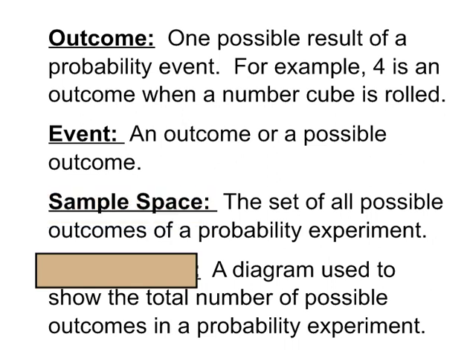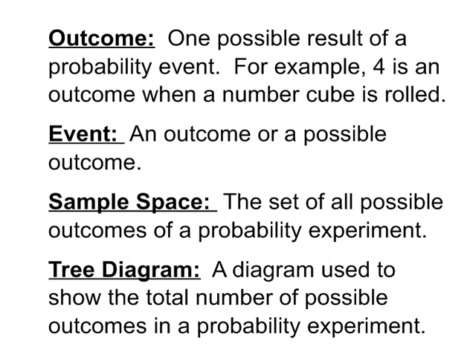Sample space is a set of all possible outcomes of a probability experiment. And the last term on this slide, a tree diagram, is a diagram used to show the total number of possible outcomes in a probability experiment.